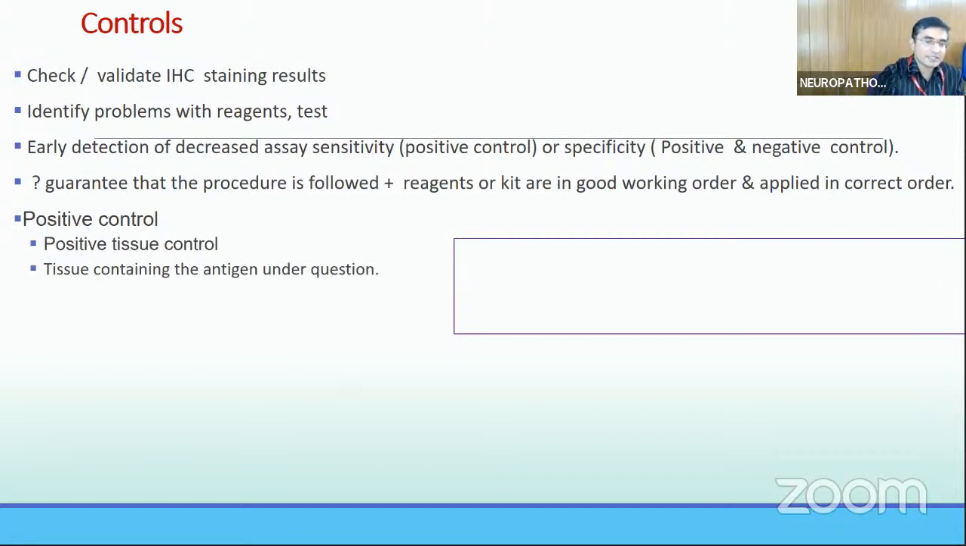That means where tissue contains the expected antigens and you expect a positive reaction. So this measures not only the strength of the antigens and the reagent quality, but also the procedure. At the same time, you may have to use negative control.